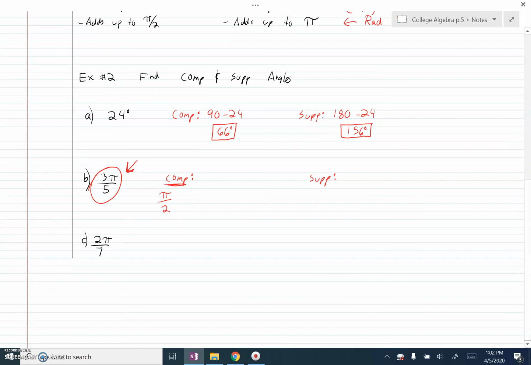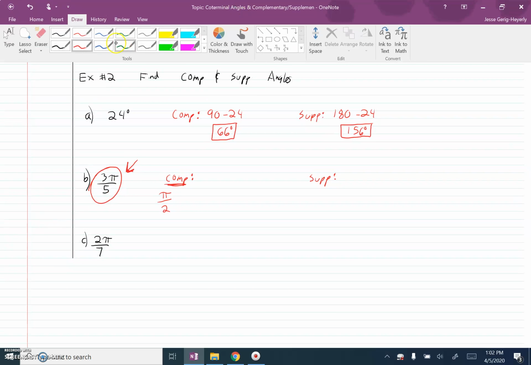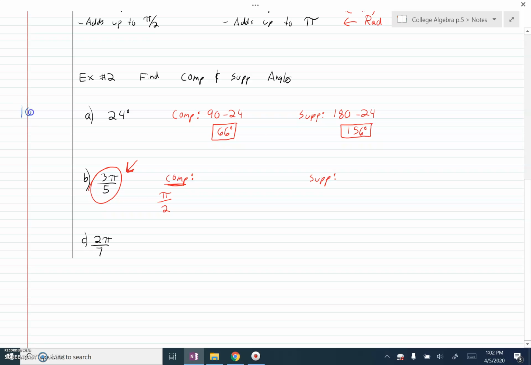Okay, it's just like if you had an angle in degrees. If I gave you 107 degrees and asked what would be complementary to that, there would be no answer because it's already over 90 degrees. So this is bigger than pi over 2, which means there is no complementary. There's none, because that angle is over 90 degrees on its own.